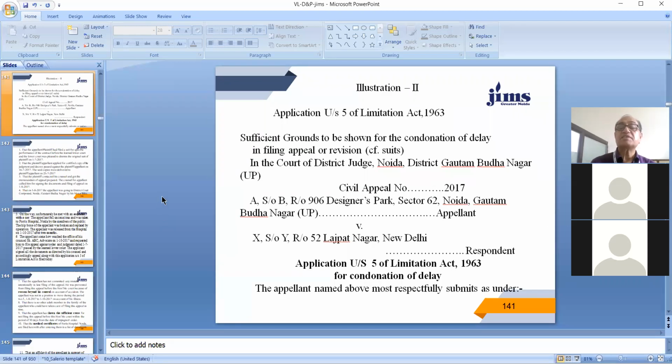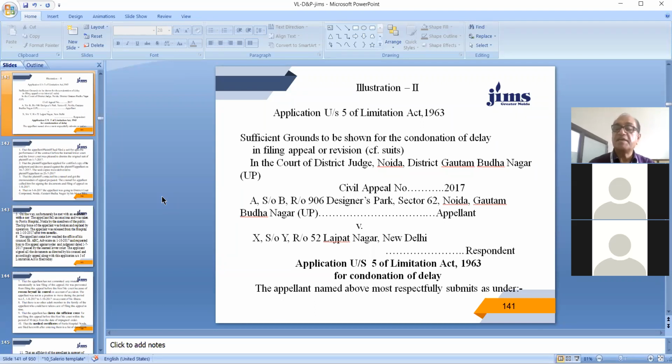So dear students, this is one illustration of drafting of an application under section 5 of Limitation Act. You may have a second illustration before you also. You have to show sufficient ground again for condonation of delay. See, the name of the court is the same: in the court of district judge, civil appeal is the same. Appellant and respondent are the same, but the story is different.